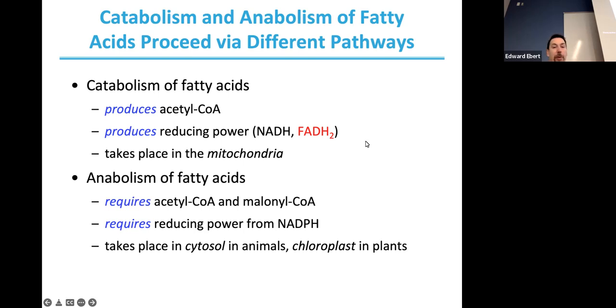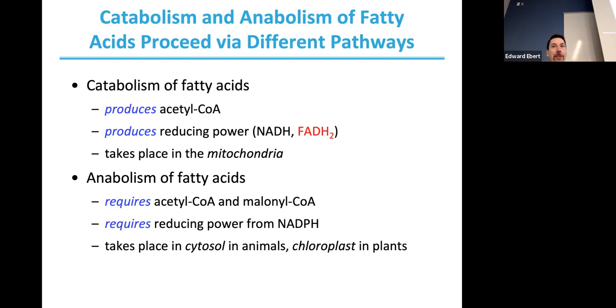The opposite pathway is anabolism, which is going to require acetyl-CoA and malonyl-CoA as well. And we're going to require the reducing power of NADPH. So we're going to get our reducing power from NADPH, and we're going to start building on these acetyl-CoAs to make these longer chains. As far as we're concerned, this all takes place in the cytosol.